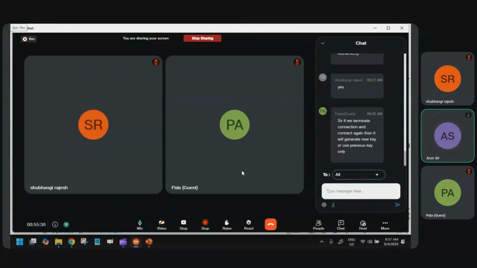Please let me know. So there is a question: if we terminate the connection and connect again, will it generate a new key or use the previous key only? See, it is bound to the session. Whenever you are using any asymmetric communication, the private key will be the same, which is on the individual user side, and again you have to generate the new key. So that is how it is done.